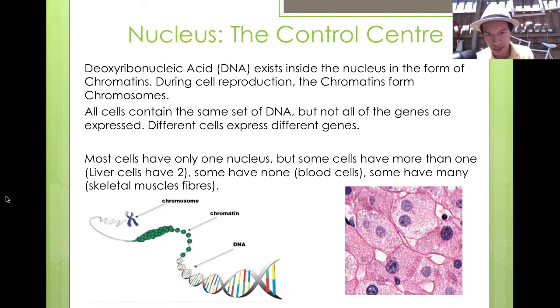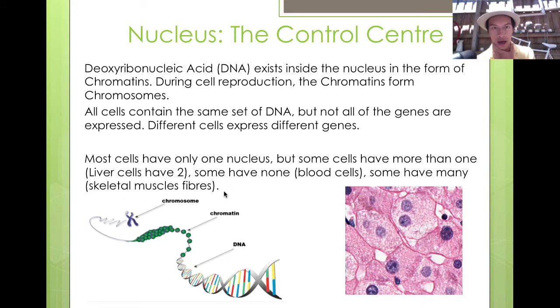Most cells only have one nucleus, but some will have more than one. So for example, here's a diagram of a liver cell, and you can see that liver cells have two nuclei, which is the plural for nucleus. And some will have none. Blood cells, for example, will start off with a nucleus, but they actually lose the nucleus because they are kind of just transporting oxygen around the body, and so they don't need a nucleus. They're kind of like a transport vessel for the body. And some will have many. So, for example, muscle cells tend to have multiple nuclei.